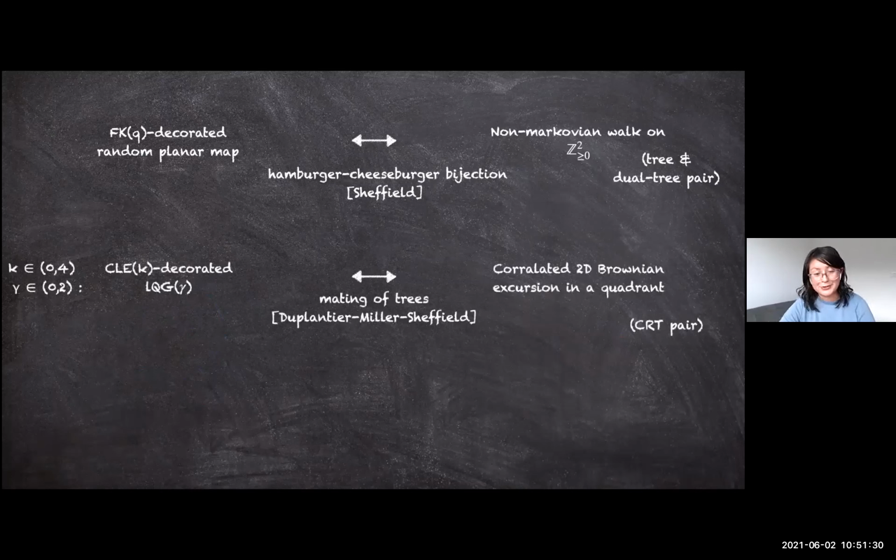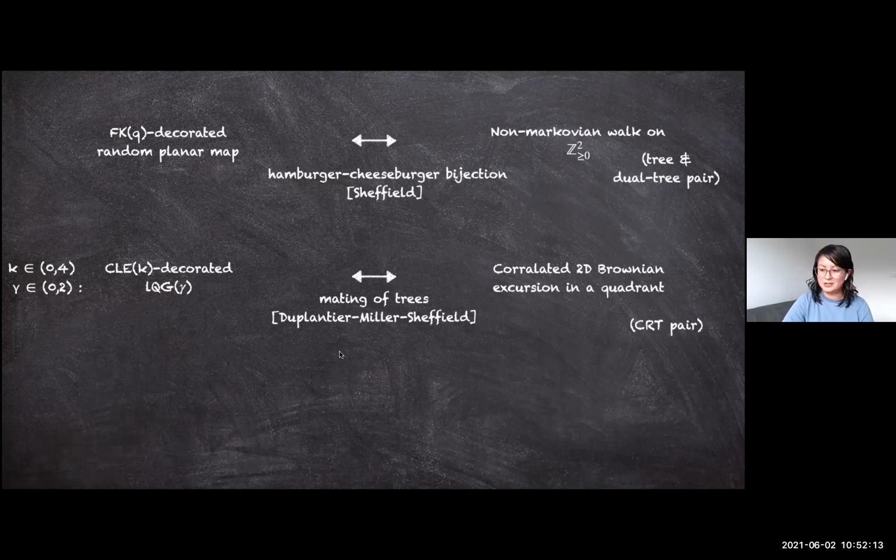And if we go even further, then we have the mating of trees theory. Here on the upper part, we have these discrete bijections between walks and decorated random planar maps. And what we have now is the equivalent, but in the continuum. As Ellen explained, these objects converge to the CLE4 decorated with Liouville quantum gravity. And here I'm sticking to this regime where the parameter kappa is between 0 and 4, and the parameter gamma of the Liouville quantum gravity is between 0 and 2.